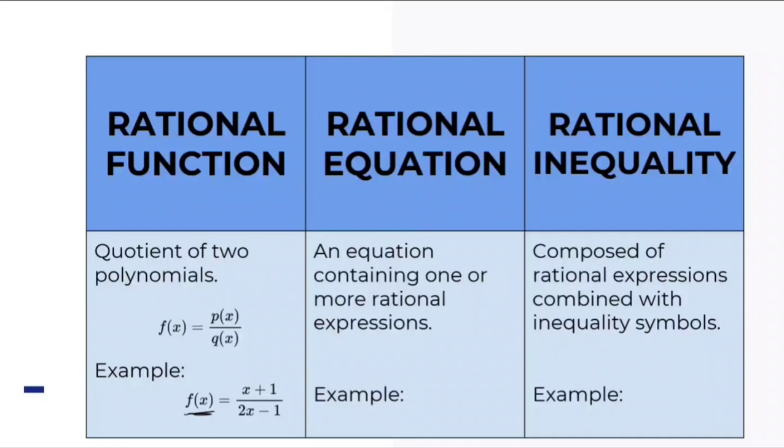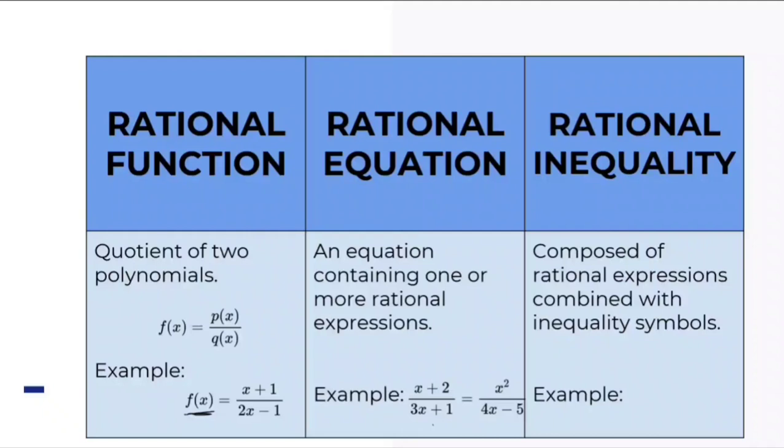Next, for the rational equation naman, this includes one or more rational expressions that are being equated. So, ibig sabihin, you have two or more rational expressions na merong equal sign in between them. So, example of this is x plus 2 over 3x plus 1 equal to x squared all over 4x minus 5.